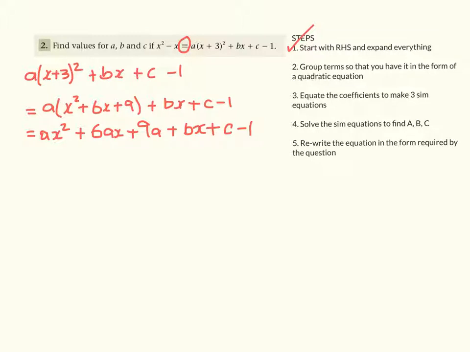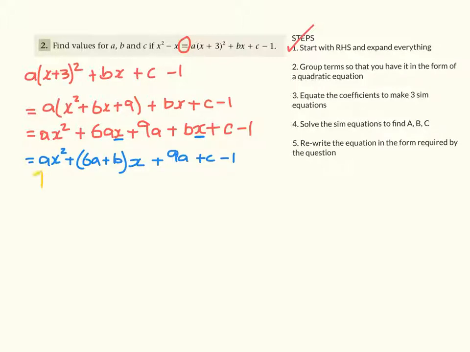Okay, first step done. Second step, group the terms so that you have this in the form of a quadratic equation. So that means you've got something in front of the x squared. You have something in front of the x, and that requires you to factorize. So factorizing out 6a plus b. And then you've got something at the end, which is just whatever's left over. So I've got 9a plus c minus 1 left over. Okay, so that's step 2 done.